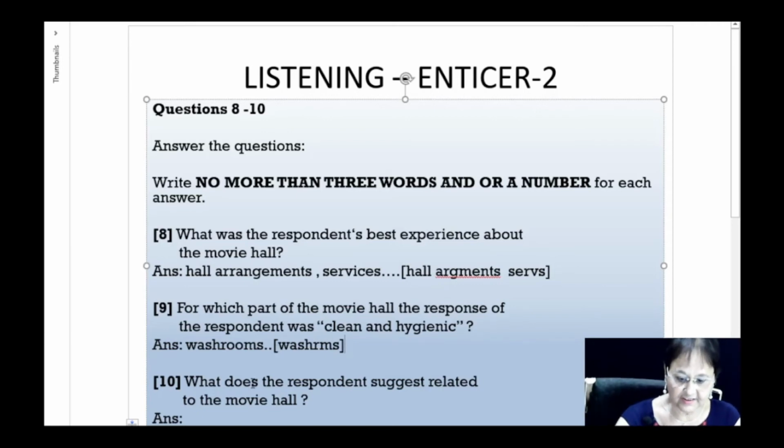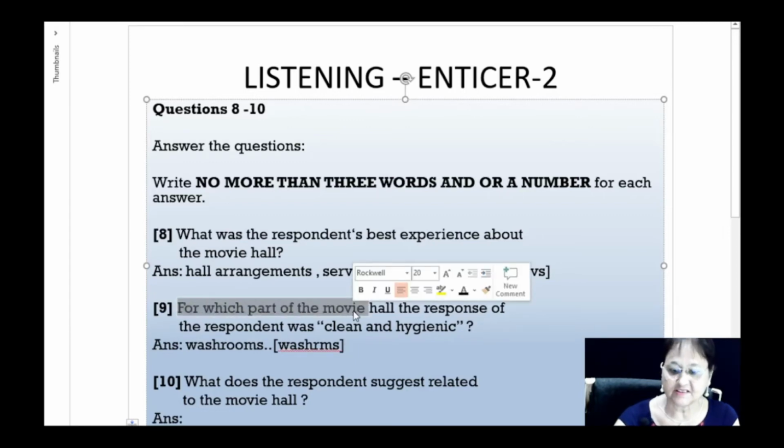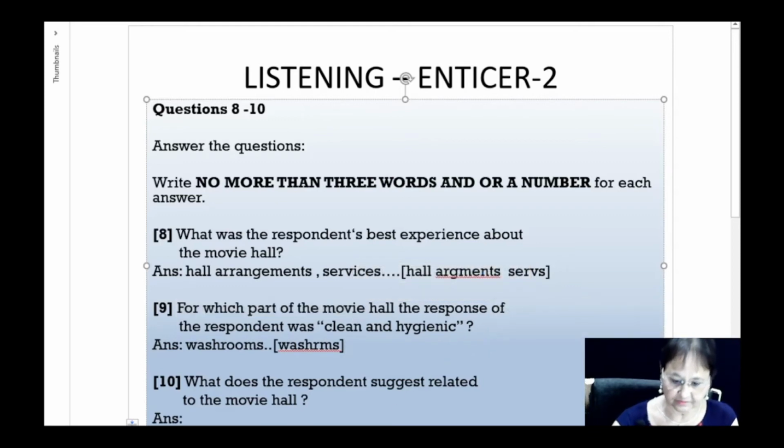Now we go to the 10th. So actually in the 9th question, the keyword is not clean and hygienic. Which is the important one? For which part of the movie hall? That is the important word. Okay? Now we go to the 10th one.